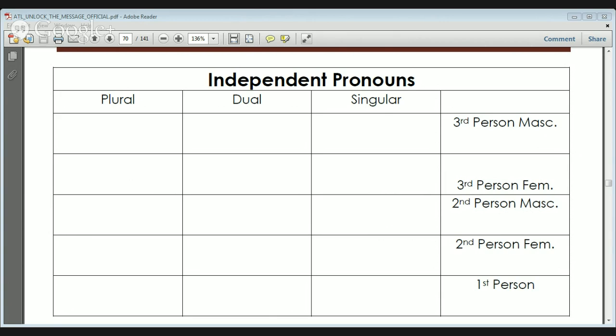Anyone else? Go ahead, raise your hand. Let's try that. Kitab? Kitabi. This would be my book if there was a ya at the end, but there's no ya. It's just al-kitabi. There's no attached pronoun to it.